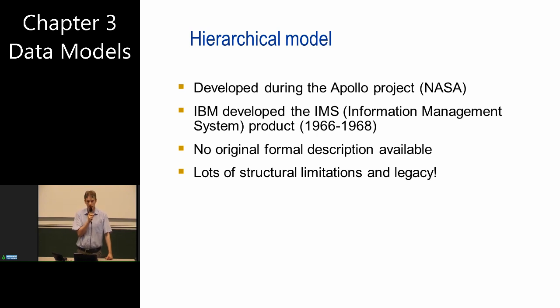IBM developed a hierarchical model and also built a software system that nicely implements the hierarchical model, and that was the IMS system, which stands for Information Management System. That was developed at the end of the 60s, as you see right there. It was developed in an ad hoc way, so that means there's no original or formal description of that model available. We only have the software implementation. So it has lots of structural limitations, and it's part of legacy.